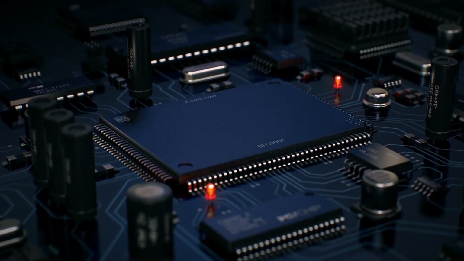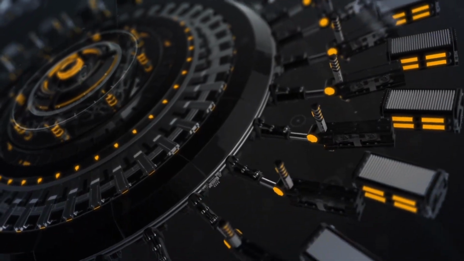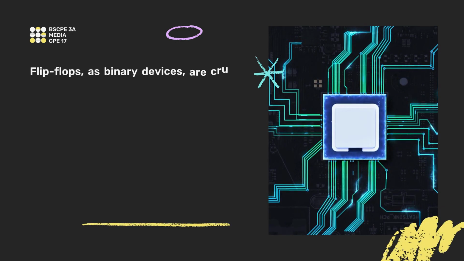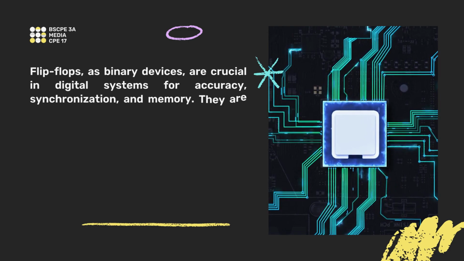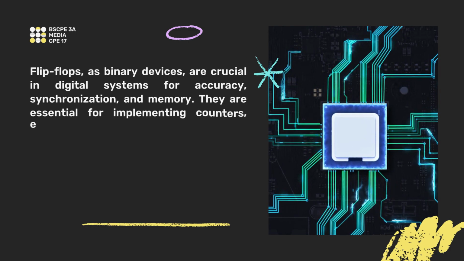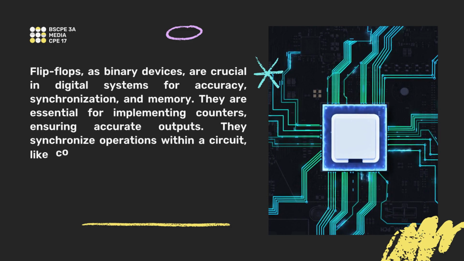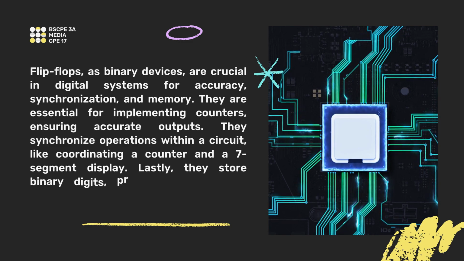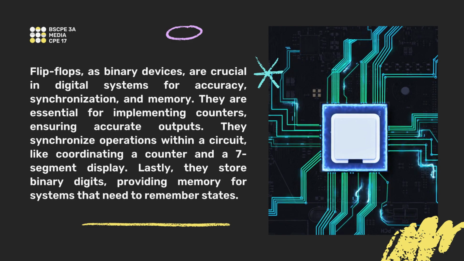Correct flip-flop implementation in a circuit is crucial for accuracy, synchronization, and memory. Here are the reasons why. Flip-flops as binary devices are crucial in binary systems for accuracy, synchronization, and memory. They are essential for implementing counters, ensuring accurate outputs. They synchronize operations within a circuit, like coordinating a counter and a 7-segment display. Lastly, they store binary digits, providing memory for systems that need to remember.